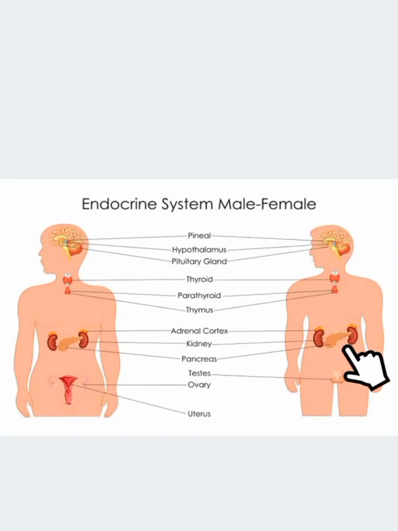Then we have the pancreas. Remember, the pancreas is a part of both the endocrine and exocrine system. So the endocrine part of the pancreas will secrete insulin and glucagon, but the exocrine part secretes the juices which are important in digestion. So this is an important concept. Then we have testes in the case of males and ovaries in the case of females. These are also different endocrine organs which secrete different hormones, giving the respective characteristics of male and female in each of them.